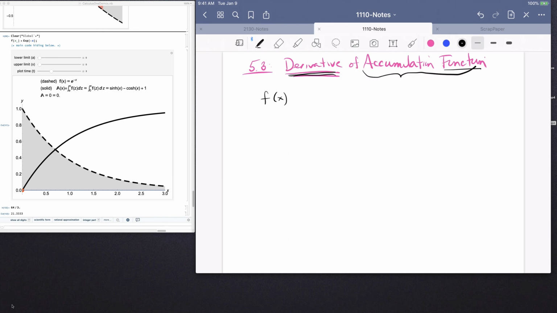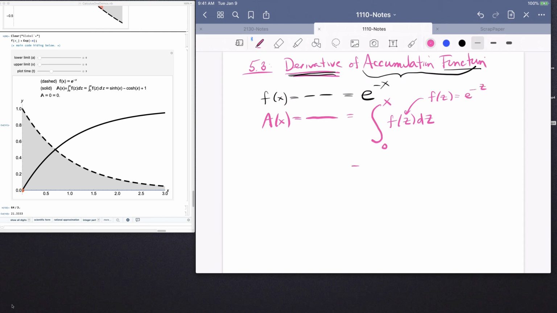We can see to the left of the screen we've got two functions. We've got a dotted line function, and that function is e to the negative x. And then there is the solid line function, which is the accumulation function, and it is the definite integral from 0 up to some number x of the function f of z dz. Z is used so that we don't repeat the x too many times. So here we're seeing that f of z is equal to e to the negative z.